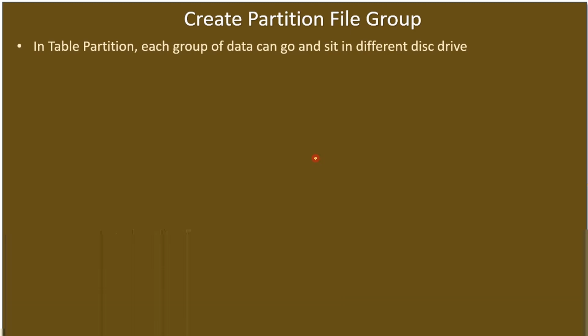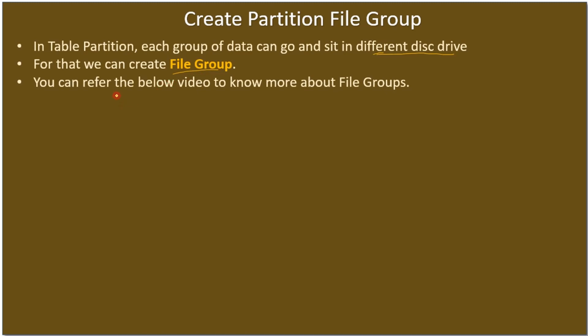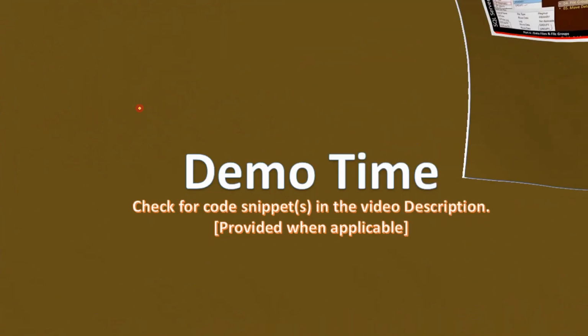In table partition, each group of data can go and sit in different disk drive. So we can achieve that by means of file groups. We already talked about file group, and you can refer to the below video to know more about file groups. You can use the same playlist, and the video number is 04. All right, now let's go to the demo.